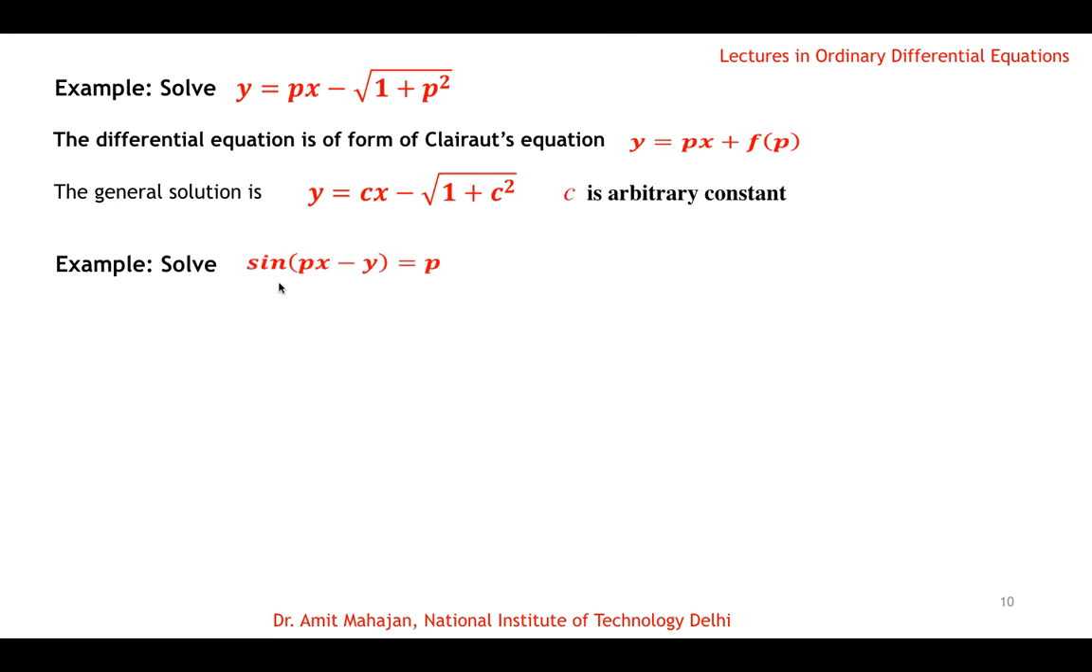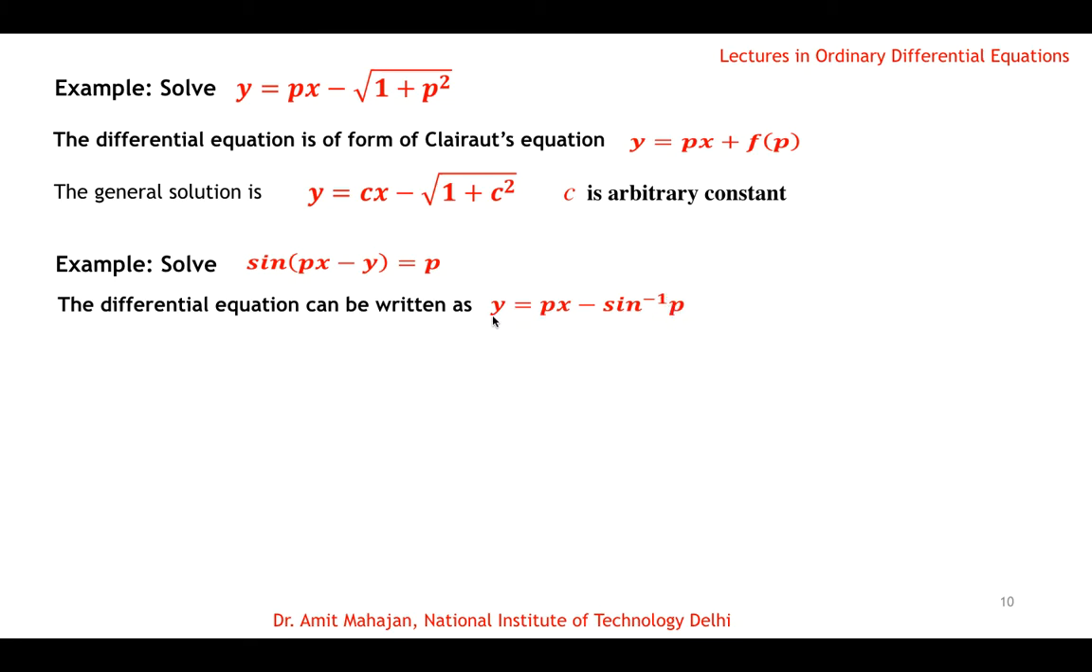Say if we have to solve sine of (px minus y) is equal to p, so this differential equation is not written in Clairaut form, but if we solve for y, if we take sine to the other side and px to the other side, then we can easily rewrite it as y is equal to px minus sine inverse p.